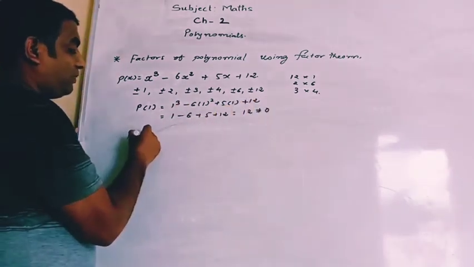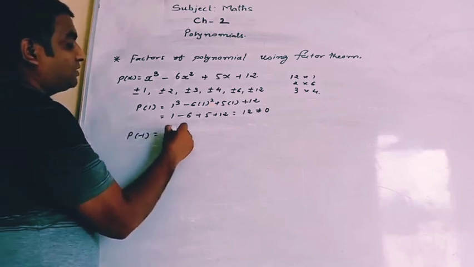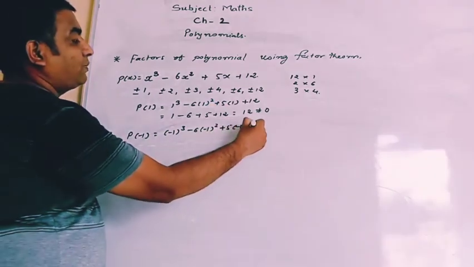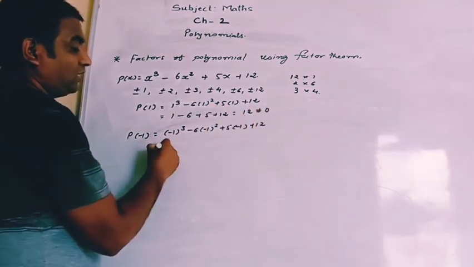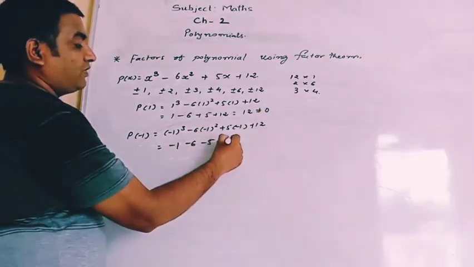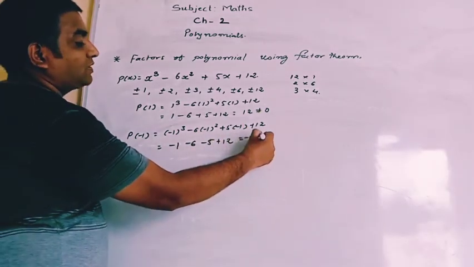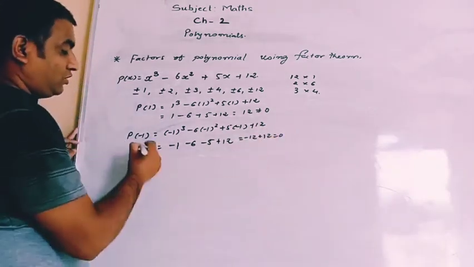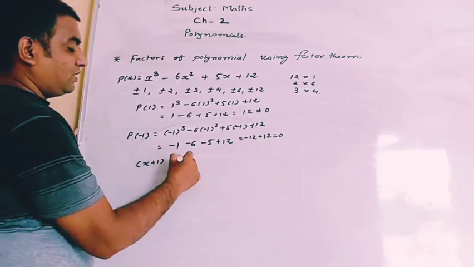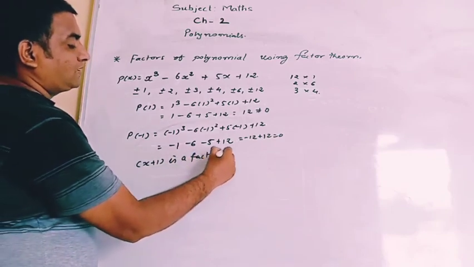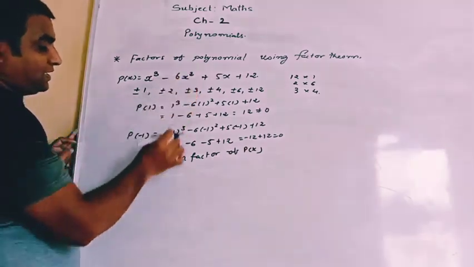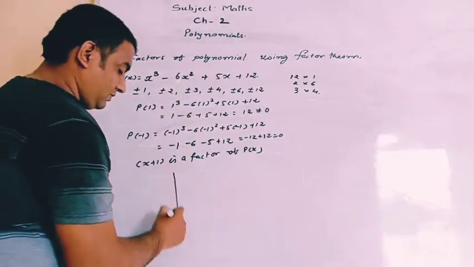Now we check P(minus 1). Minus 1 cube minus 6 into minus 1 square plus 5 into minus 1 plus 12. And so it is minus 1, minus 6, minus 5 plus 12. So minus 12 plus 12 which gives 0. And so x plus 1 is a factor of P(x). Now to get the other zeros, divide by x plus 1.